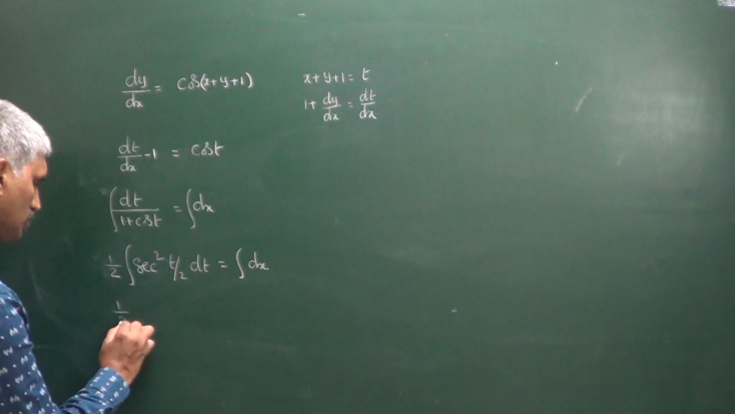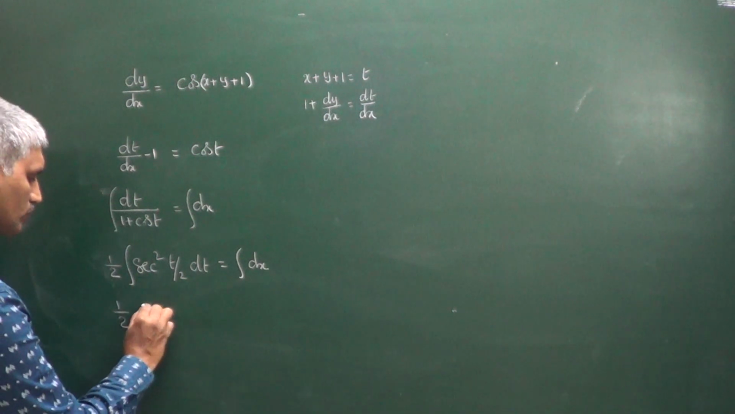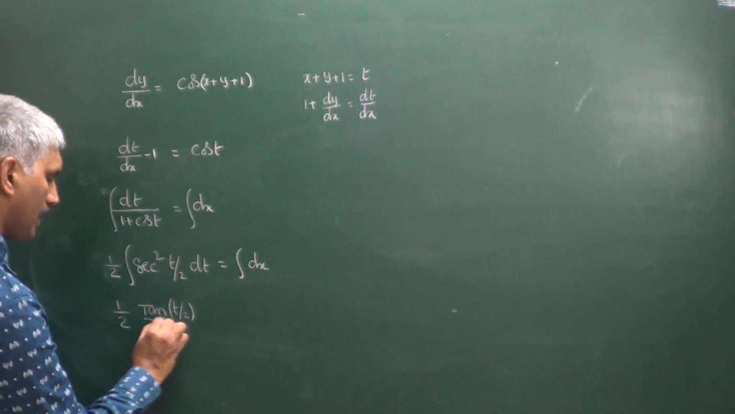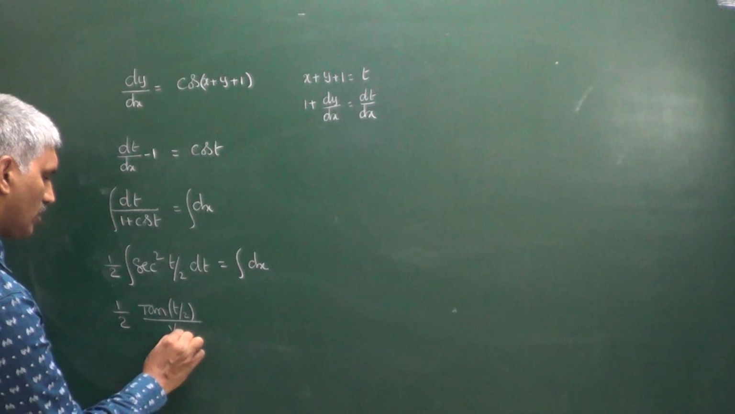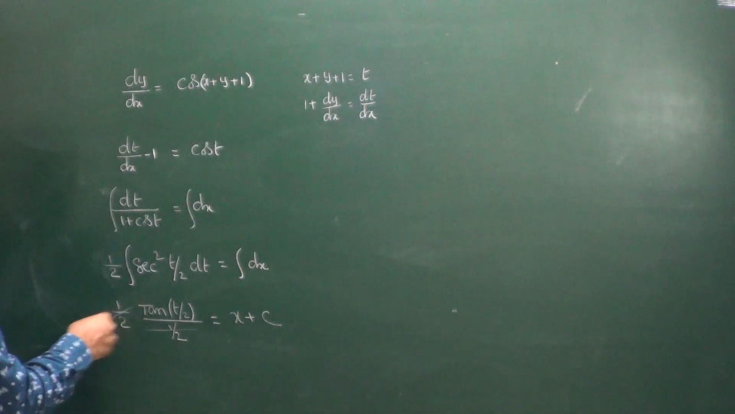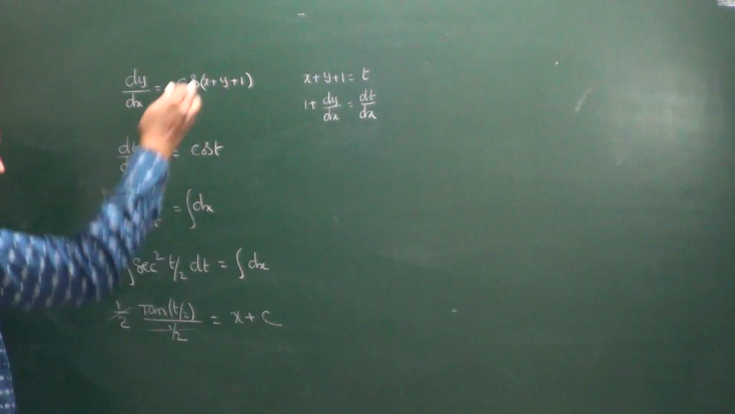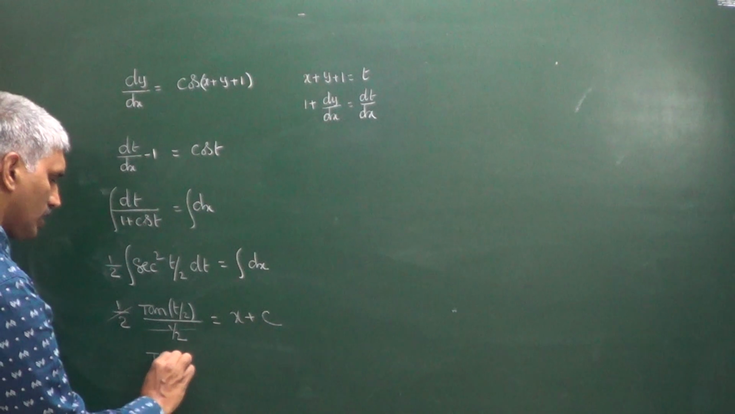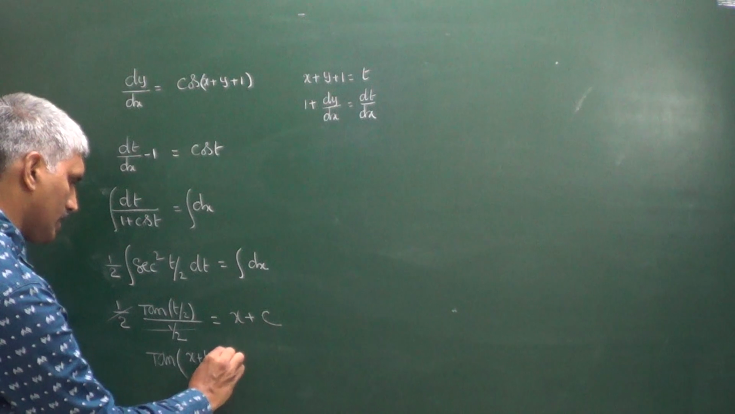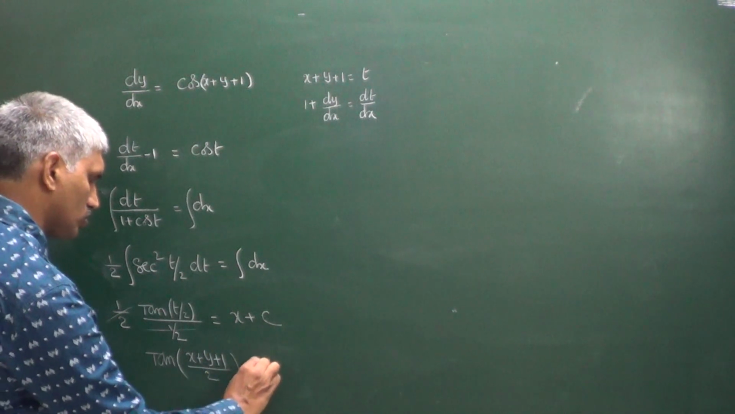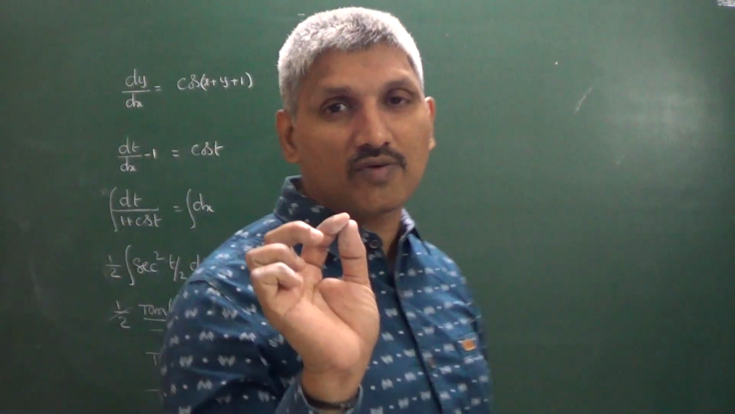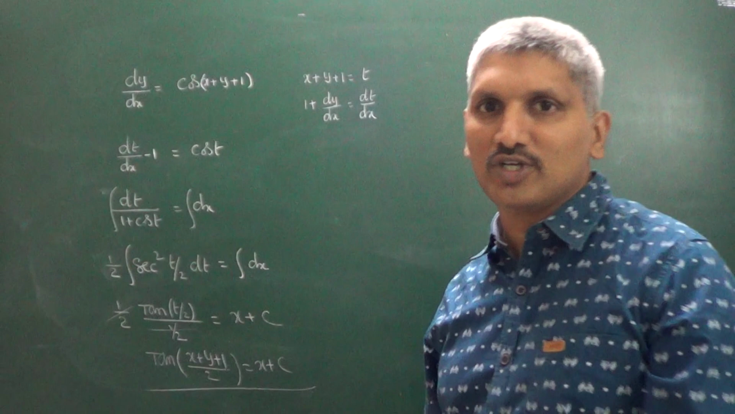Now we can do the integration of this. 1 by 2 into secant square x integration is tan x. So tan t by 2, divided by the inner function's differentiation, is equal to x plus c. Now the 1 by 2 cancels. In place of t what do we have to write? That is equal to tan of x plus y plus 1 divided by 2 is equal to x plus c. So this is the problem based on equations reducible to variable separable method.